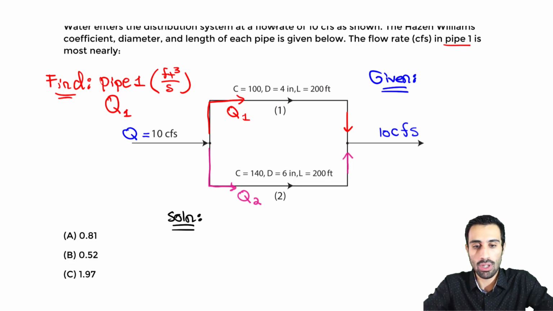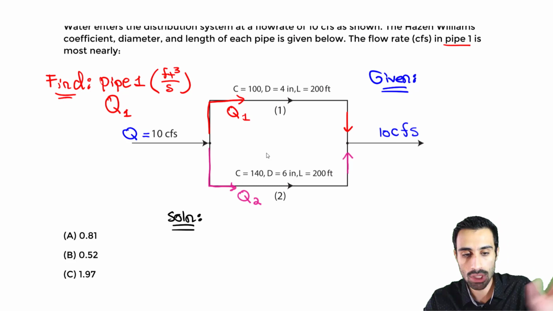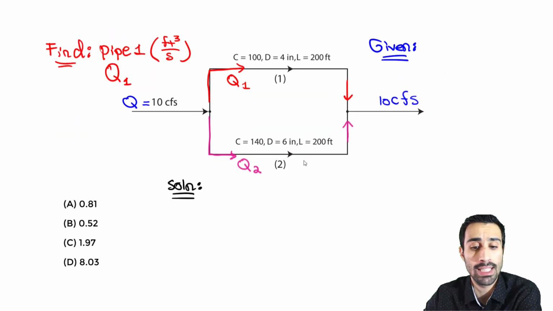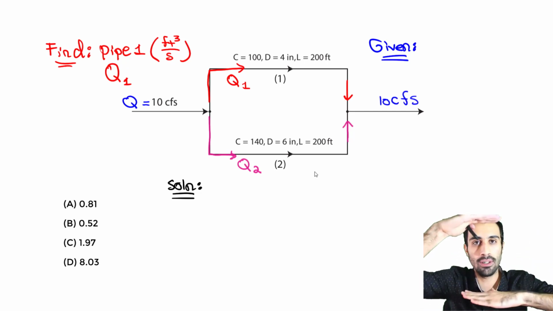But I just wanted to give an overall picture of what we're given. So now, let's actually solve this. The first thing we have to realize is we have a certain type of setup in the distribution system, and we know it's going to be parallel. It's called parallel, where the pipes essentially are parallel to each other.